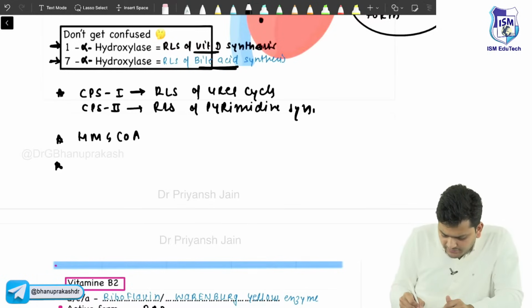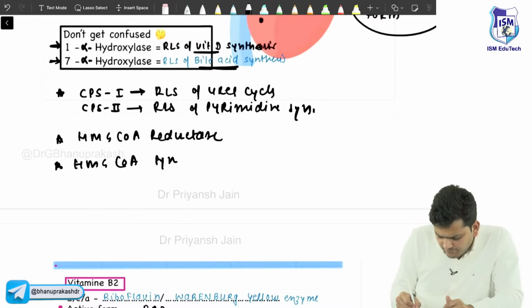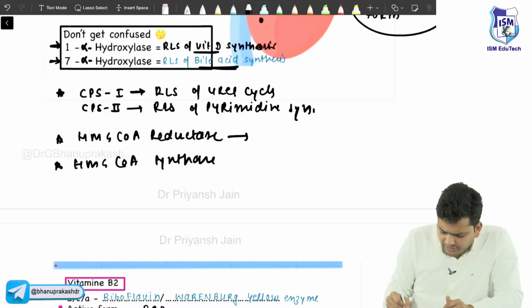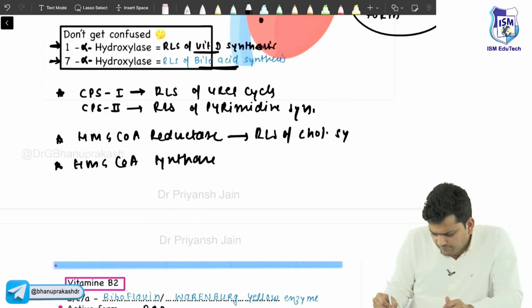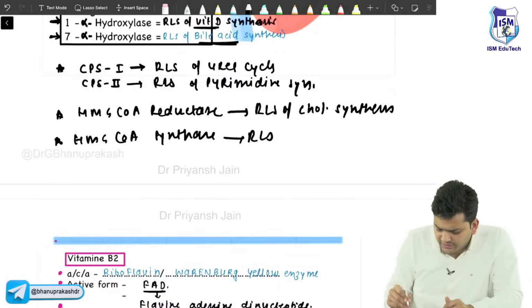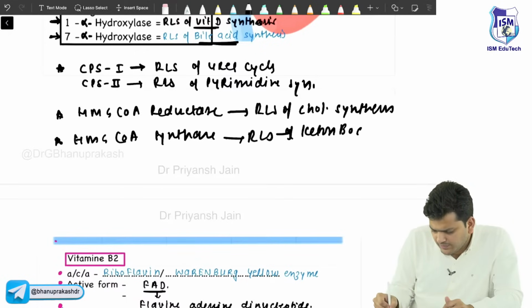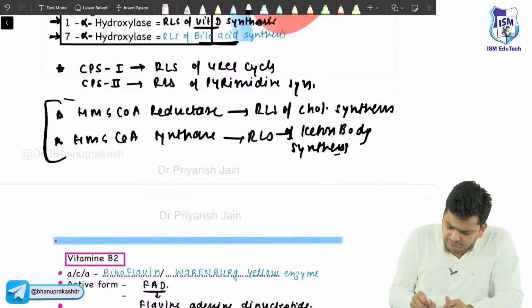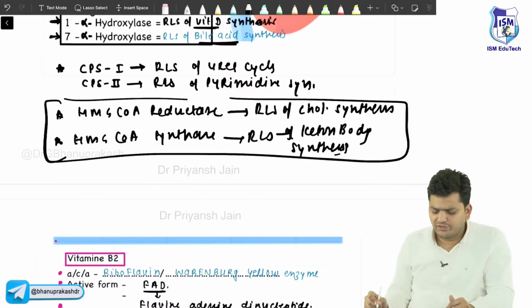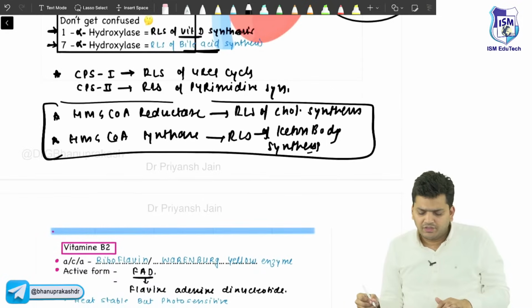Then again, there are two more enzymes which are very similar: HMG-CoA reductase and HMG-CoA synthase. HMG-CoA reductase is the rate limiting step of cholesterol synthesis. And HMG-CoA synthase is the rate limiting step of ketone body synthesis. Ketone body synthesis, right?